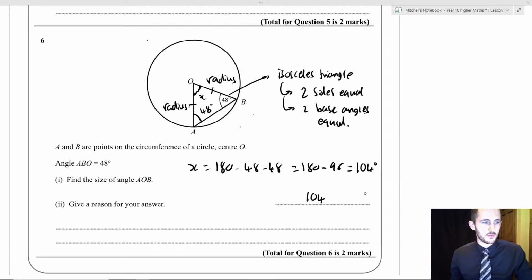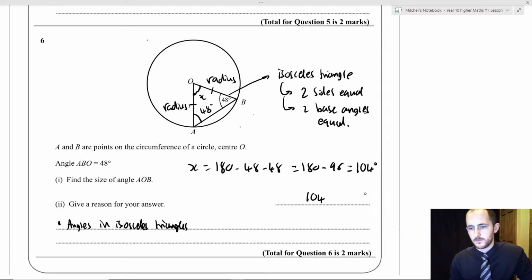The hard bit is now the reason. The reason can be a bit tricky. We actually use two reasons. In terms of the reasons, give a reason for your answer. I would actually give two to be safe. The first one is that the angles in an isosceles triangle are equal. Technically, I wrote this wrong. I should have written base angles here. And the second reason is that angles in a triangle add to 180.